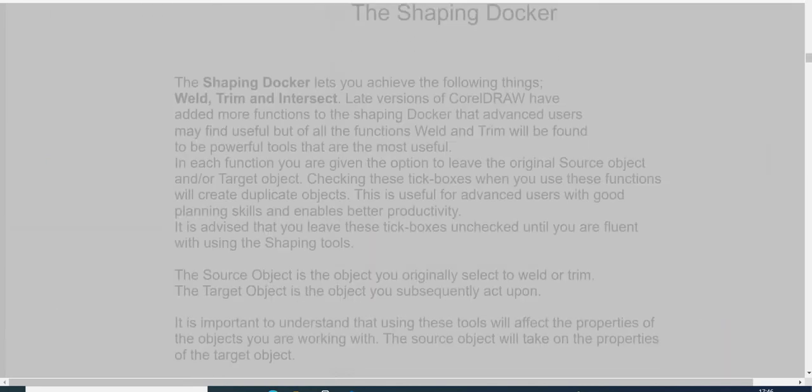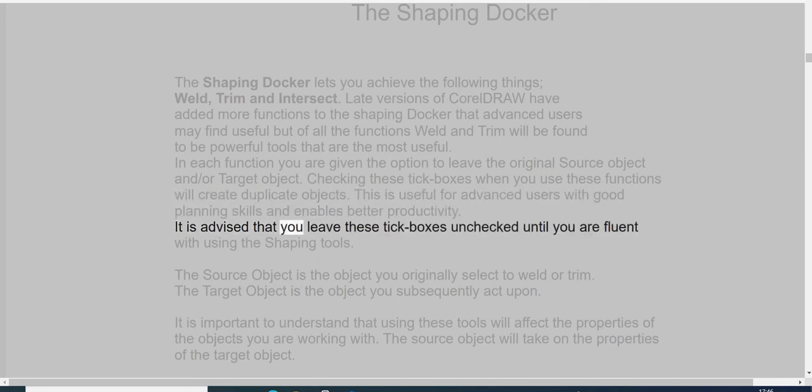The Shaping Docker. The Shaping Docker lets you achieve the following things: weld, trim and intersect. Later versions of CorelDRAW have added more functions to the Shaping Docker that advanced users may find useful, but of all the functions, weld and trim will be found to be the most useful, powerful tools. In each function you are given the option to leave the original source object and / or target object. Checking these tick boxes when you use these functions will create duplicate objects. This is useful for advanced users with good planning skills and enables better productivity.